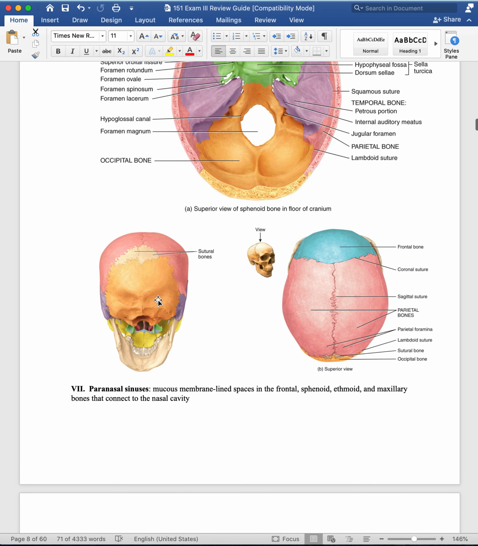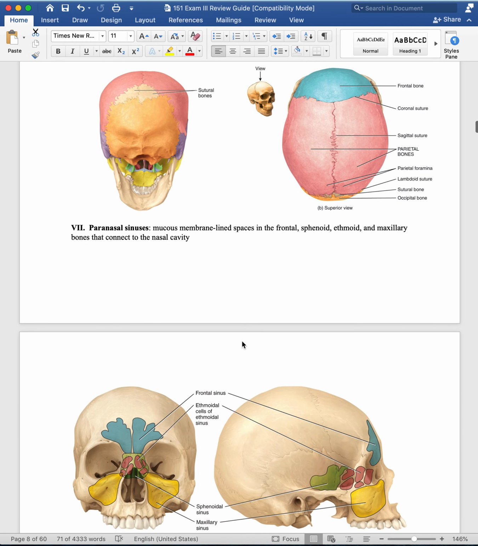Again, you're also going to need to know all of the sutures. So these are going to be sutures that come together between the occipital and the parietal. We also have a lot of sutures where the bones themselves are just going to kind of fuse together. Again, we have the sagittal suture, the coronal suture. Here's the lambdoid suture. It's going to connect the parietal to the occipital. So yeah, just know all those different sutures.